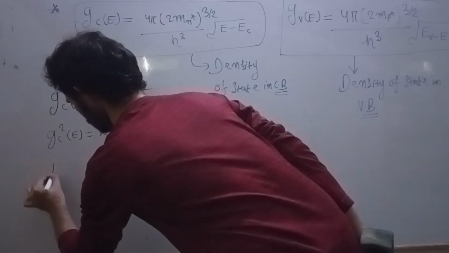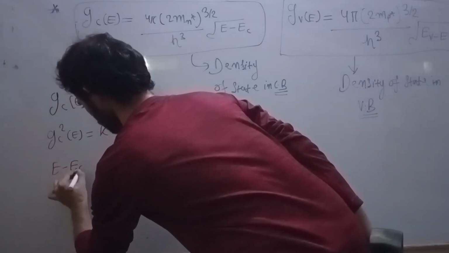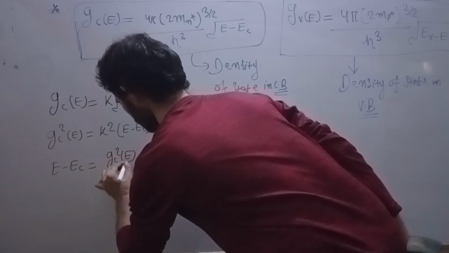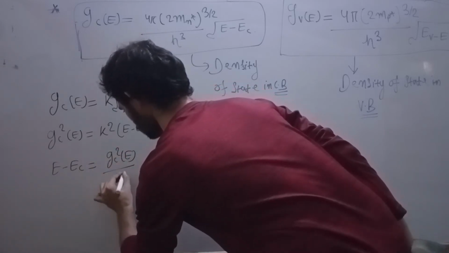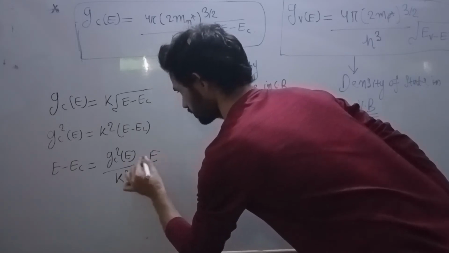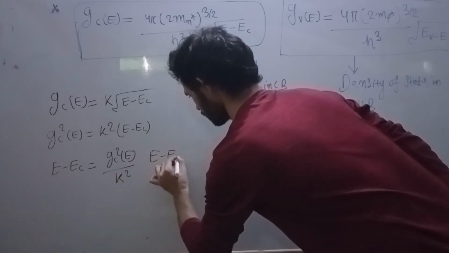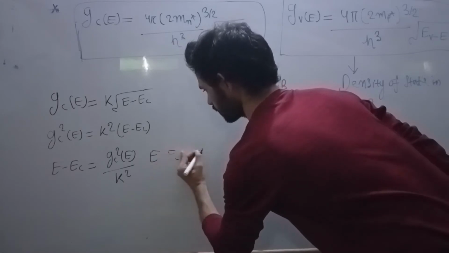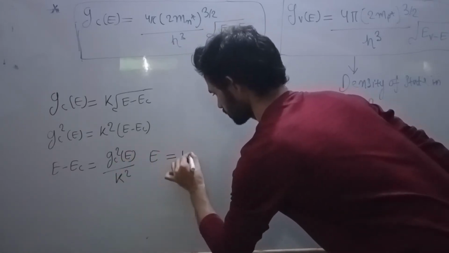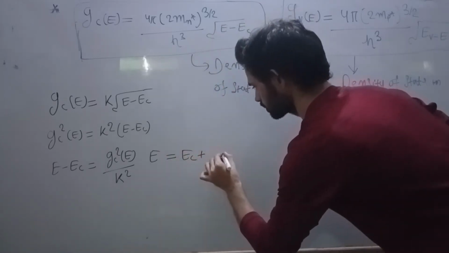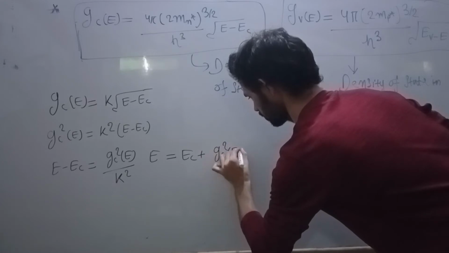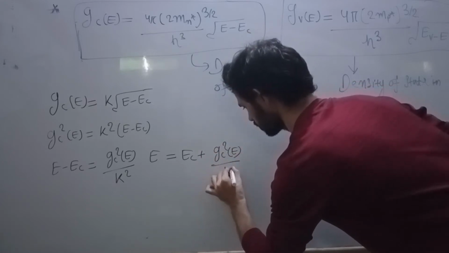Okay, so now see here, E minus EC is equal to what? GC square E divided by what? Divided by k square. Yes, k square. Now see here, E minus EC is equal to, let us say this, E is equal to what? When it will come this side, this becomes EC plus what? GC square divided by k square.